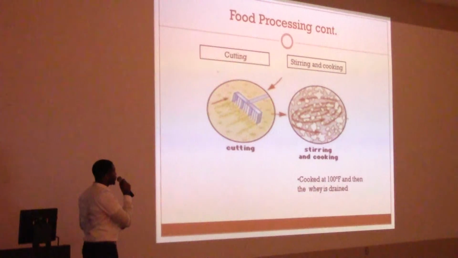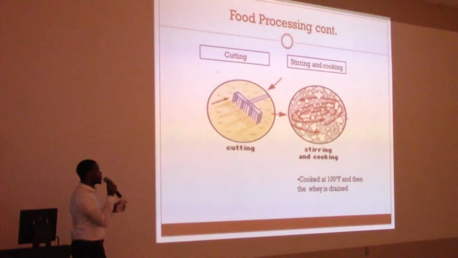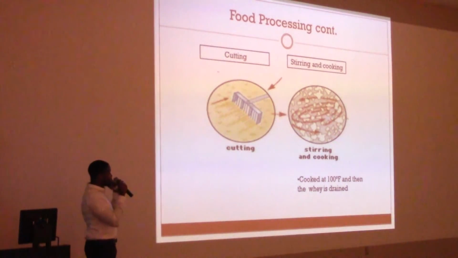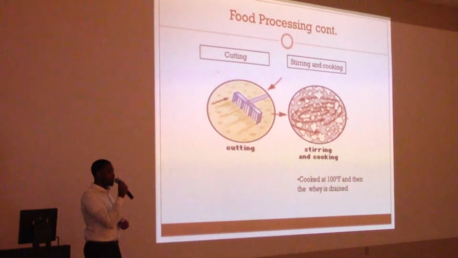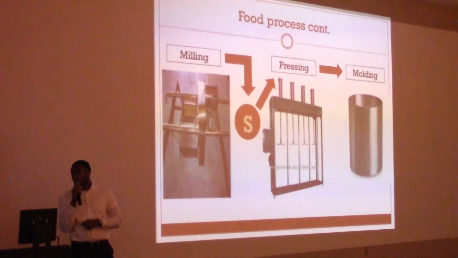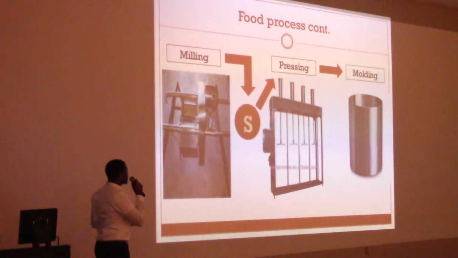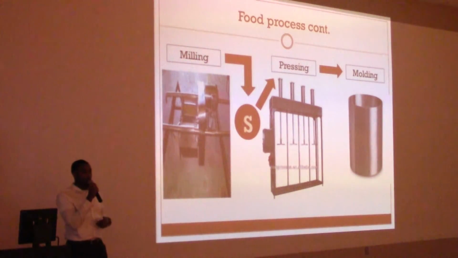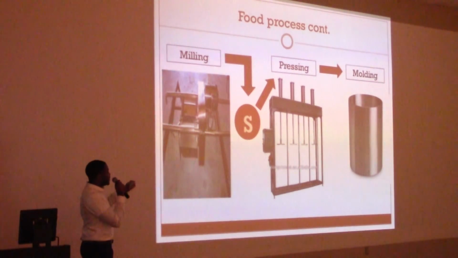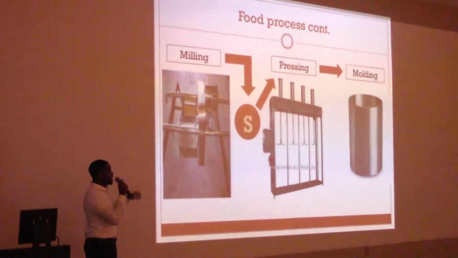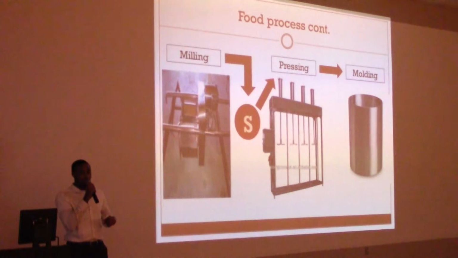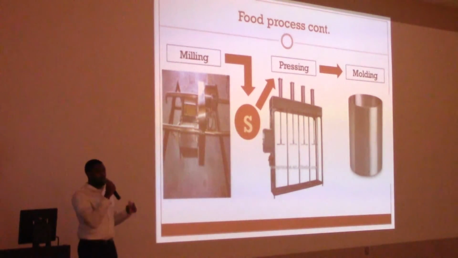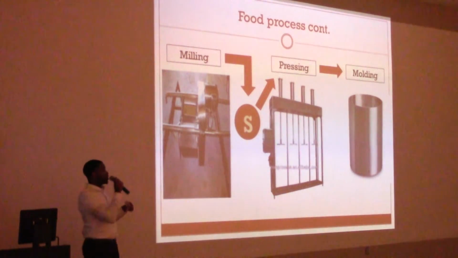Next we have cutting the curds. In this process we just cut the curds in blocks. Next we have the stirring and cooking, where it's cooked at 100 degrees Fahrenheit and then the whey is drained. Next step we have the milling process, and we want to mill to increase the surface area. Then next we have the big S, which stands for salting, where the curds are on a conveyor belt and salt is added, and then additional whey is drained.